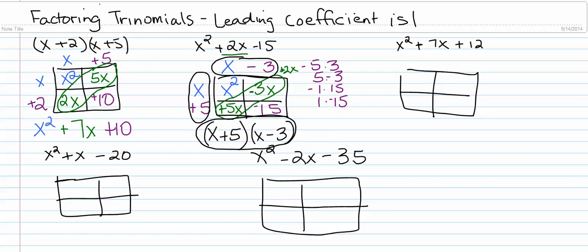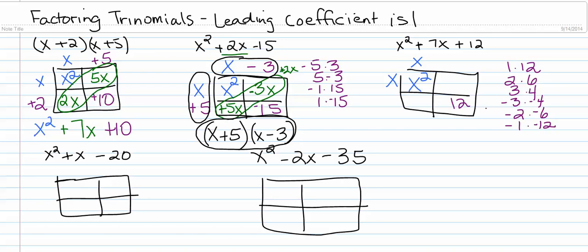Okay, another example. I don't know if the colors help you or not, but they might. X squared goes in the upper left-hand quarter, and I know that it takes x times x to get that. My constant is positive 12, and my constant always seems to land down here. Now I need to think of the combinations that I multiply together to get a positive 12. I've got 1 times 12, 2 times 6, 3 times 4, and I also have the possibility of doing a negative times a negative in all of those combinations.